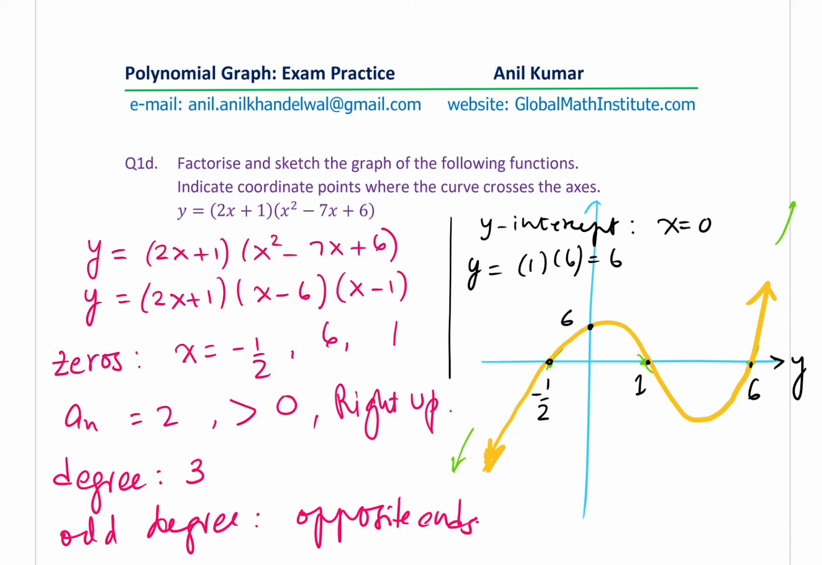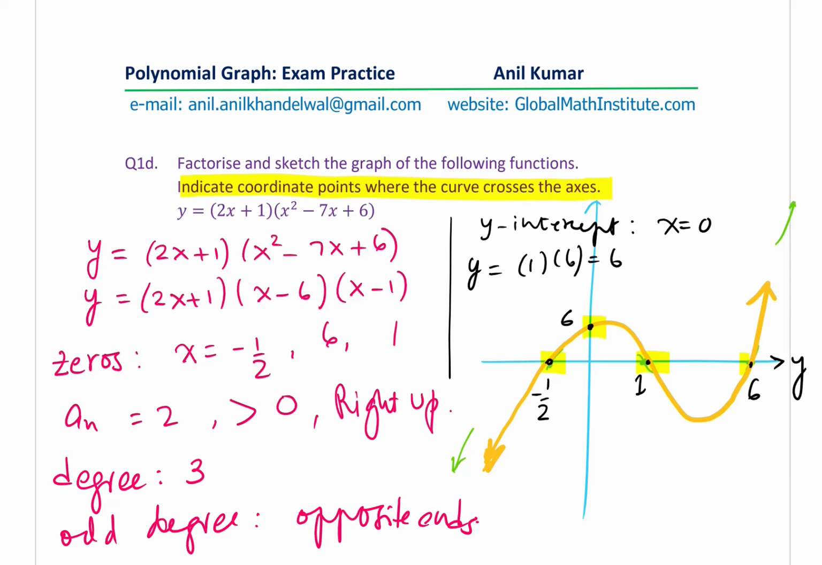Perfect. So we have clearly marked all our points of interest. So that is kind of important in our sketching. So we are not really bothered about maximum minimum points. However, we need to indicate the coordinate points where the graph crosses the x and y axis. Is that clear to you?